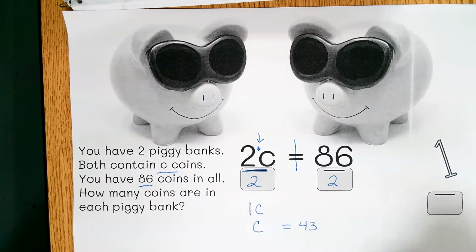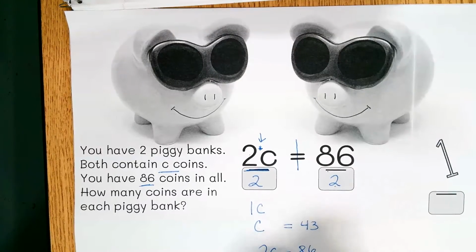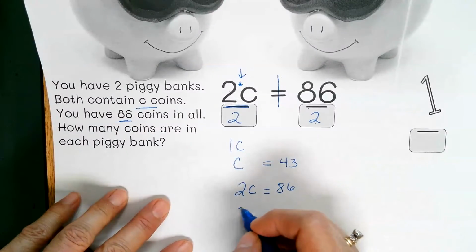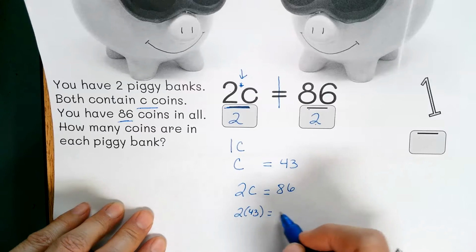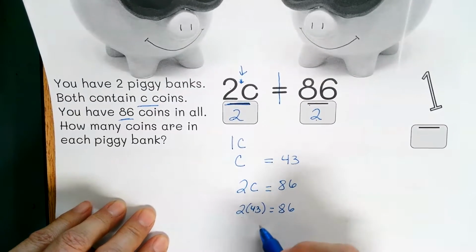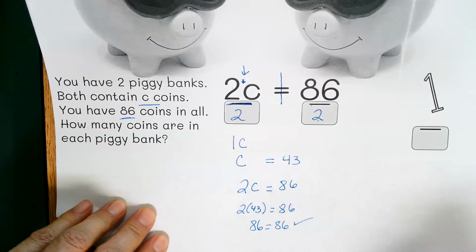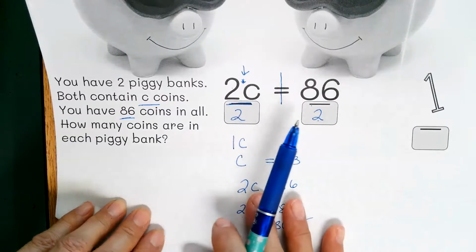Then you can check your solution by just plugging that 43 back. So here's my 2C equals 86. And then instead of C, I'm going to say 2 times 43, and we use parentheses or the multiplication, equals 86. Does 2 times 43 equal 86? Yes. So it checks. When you see this, that means you're multiplying, so you're going to do the opposite and divide.